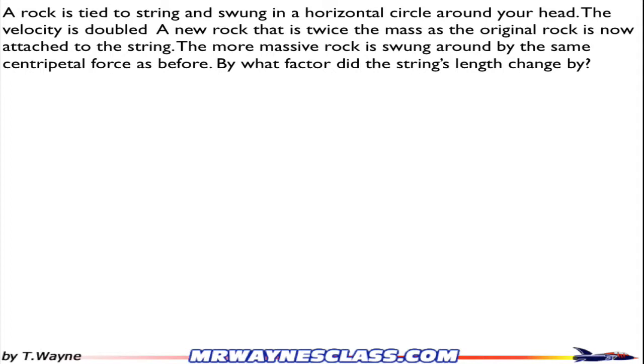So let's first start by looking at our givens in terms of factors of change. The first thing I notice is that the velocity is doubled, so that means I have 2v. The next thing I see is I now have twice the mass, so that's going to be 2m. That m is not meters as a distance, but mass. And it has the same centripetal force, so that's just going to be F, or 1F if you want.